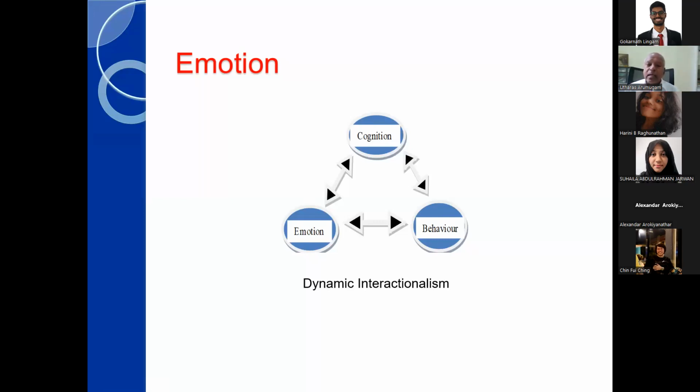The cognition affects the emotion, emotion will affect the behavior, behavior will affect the cognition. Like the person, for instance, who runs away from the fear of a tiny little spider. That's avoidance behavior, and that avoidance behavior will fuel more emotion and cognition as well. So the three, this is what we mean by dynamic interactionism.